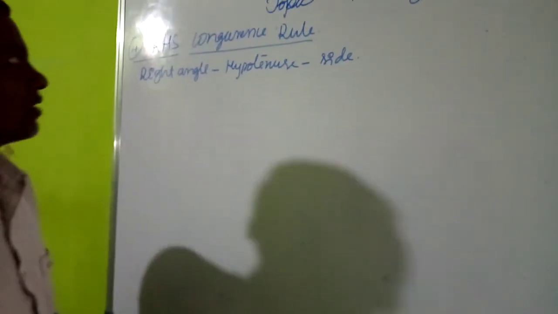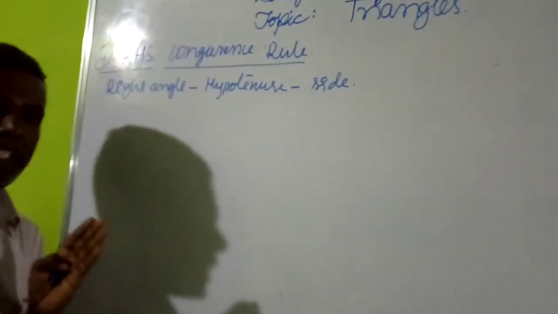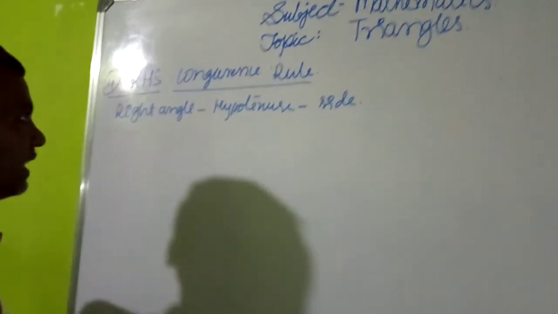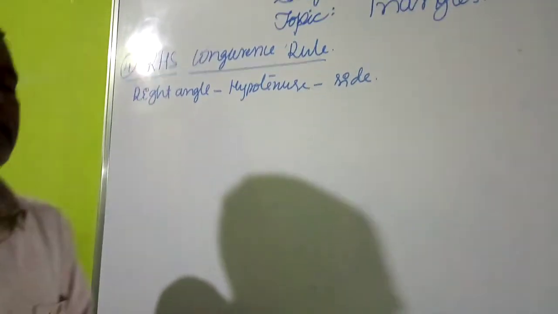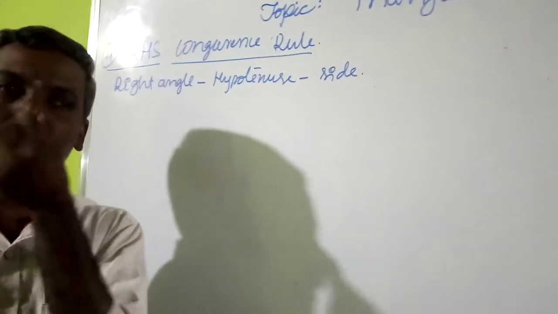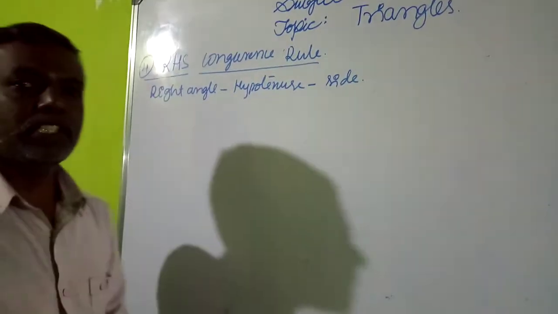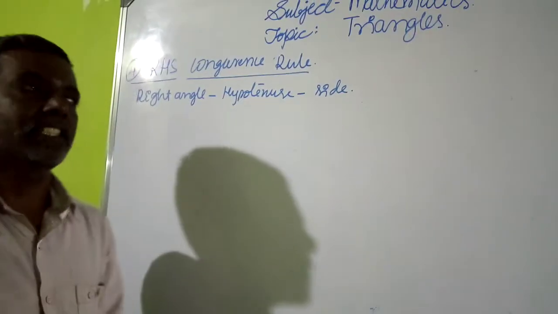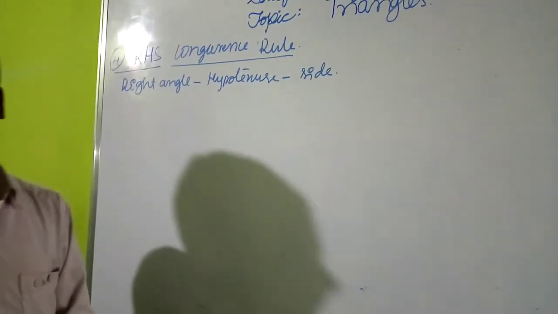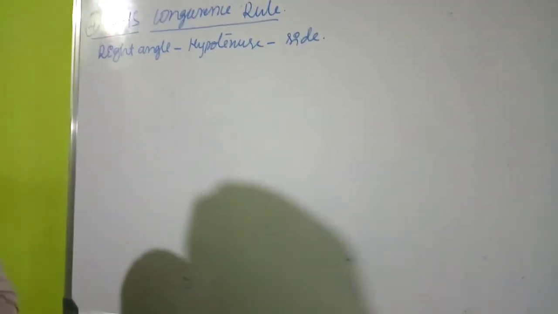Okay na students? So here its statement is like this: in a pair of two right angle triangles, the hypotenuse and side of one triangle is equal to the hypotenuse and side of the other right angle triangle. It is called the RHS congruence rule or criteria. Okay, RHS criteria for congruence of triangles.